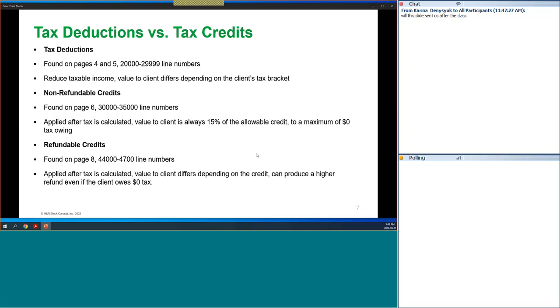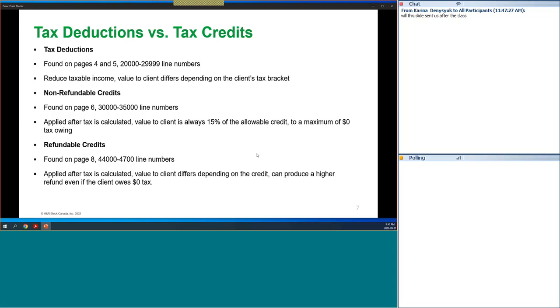Essentially, everything else to that point, you're going to say, have to pay some tax, don't have to pay some tax. And then even if you have to pay no tax, you still get the refundable credit. So it's extra money on your tax return. Okay. The value differs depending on the credit. So every credit can have its own value.